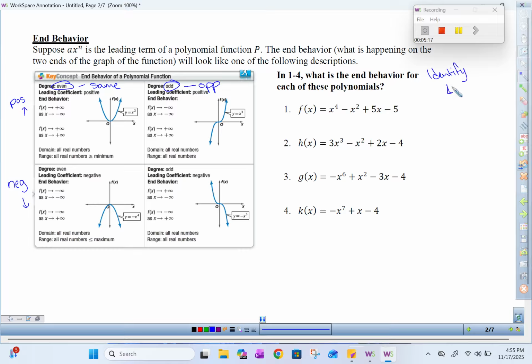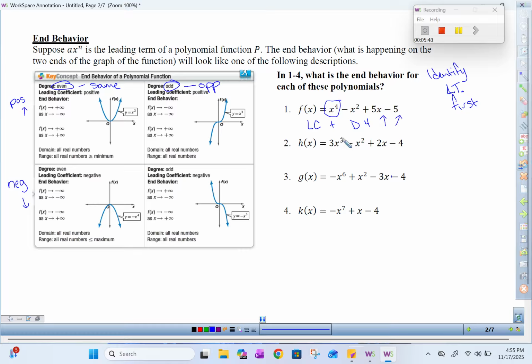And you're going to see on your homework that abbreviated LT. So our leading term on this first one really is this. So we're going to say our leading coefficient, or LC, is positive, and our degree is 4, which is even. So that tells us even is same direction and positive is up. So then both of our ends will point up.